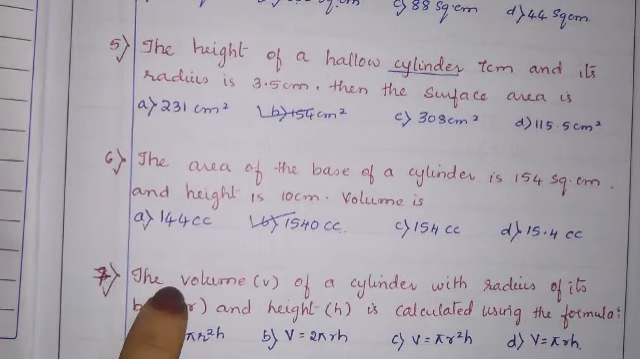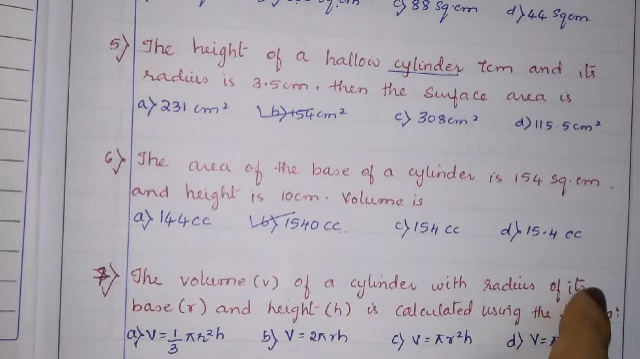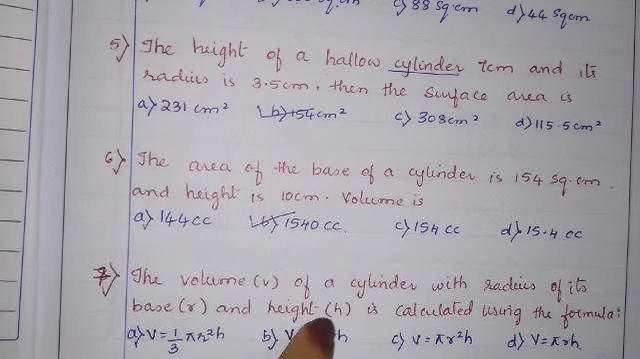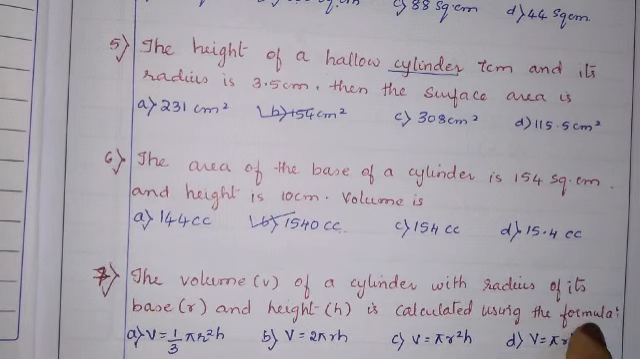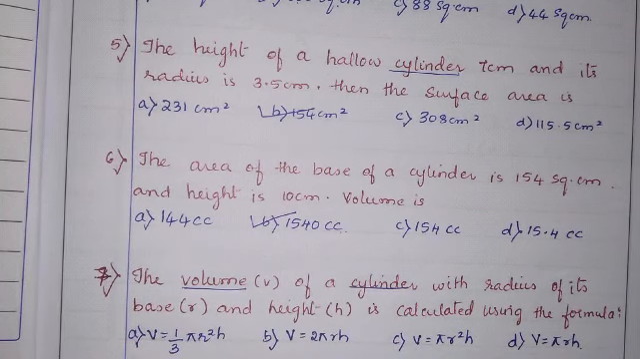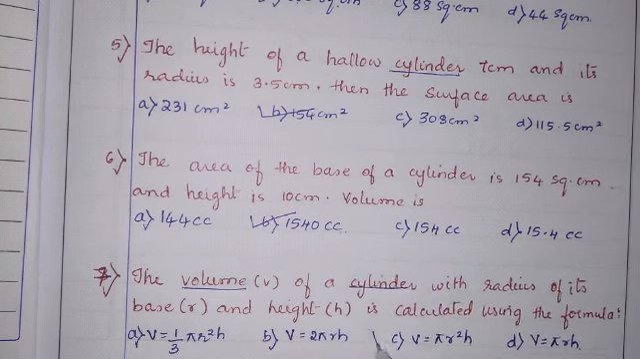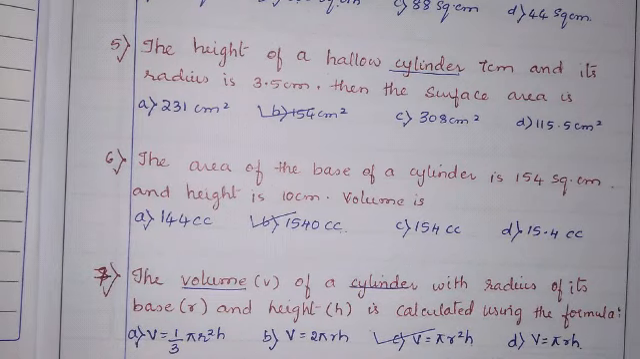Let us see here, the volume V of a cylinder with radius of its base r and height h is calculated using which formula? V is equal to pi r square h. So the correct option is C, pi r square h.